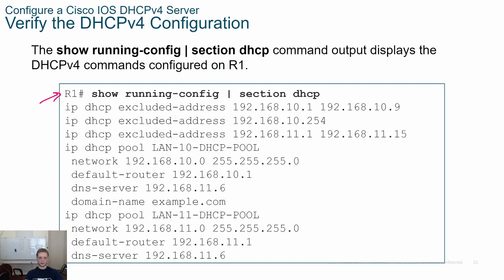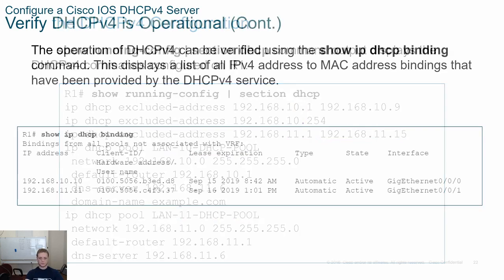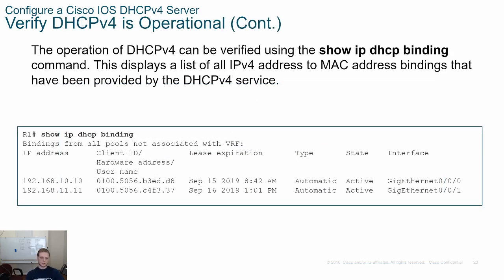Then of course we can show the config, and you'll see we have 3 excluded address ranges. This one's from LAN 11, these ones are from LAN 10. Then you'll see LAN 10 and LAN 11 DHCP pool, just like we configured them. Now we can verify it with show ip dhcp binding. This is a very important command if you're running DHCP on IOS. You can see the MAC address here, the interface it came in on, the IP address that was assigned to it, and the expiration.